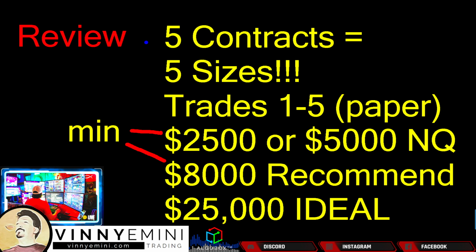Remember, I want you to, at a minimum, have 5 contracts. Why? Because you need to be able to do 5 sizes. With 5 contracts, can you do 1 contract? Yes. 2, yes. 3, yes. 4, yes. 5. So that means you have 5 options, which means that if you want to go all in on a trade and your max is 5 contracts, great, you're all in at 5 contracts.